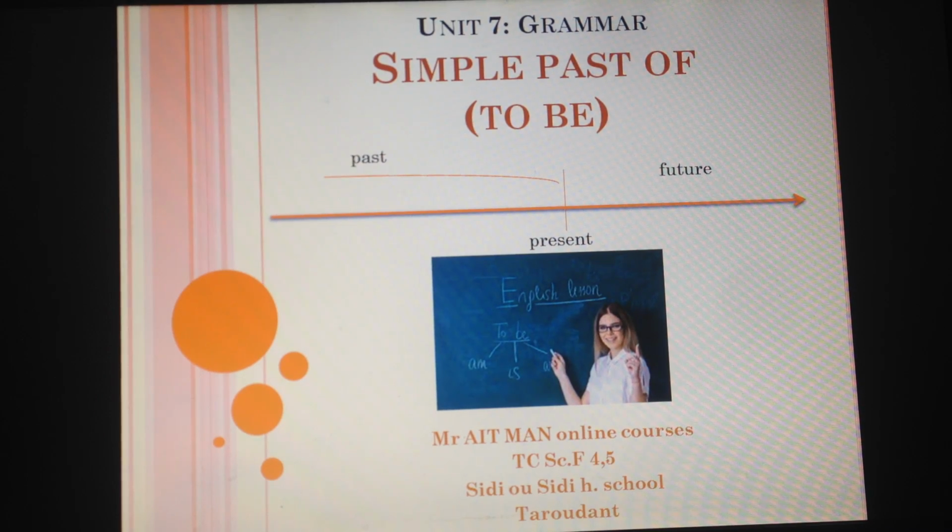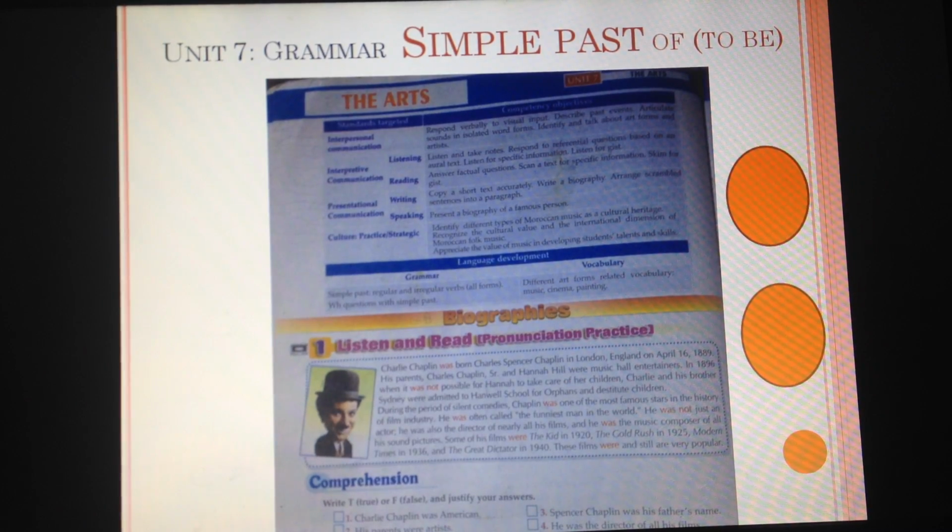Okay, let's get started. Let's first start with this text we have in Unit 7. I would like you to look at the picture and tell me what this text is about. When I ask a question, you can always pause the video when you get your answer, and then resume to look for the correction. As you can see, this text is about Charlie Chaplin.